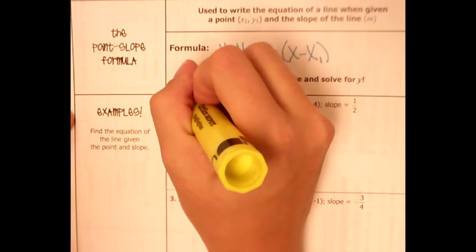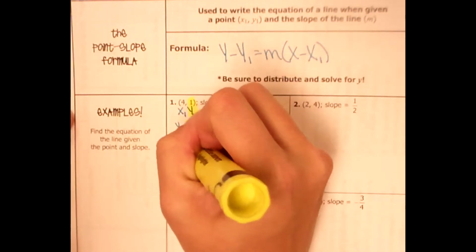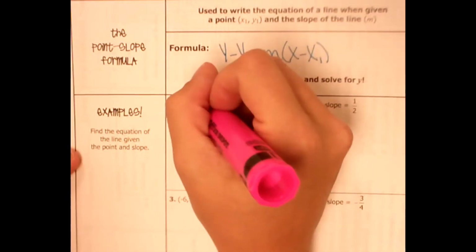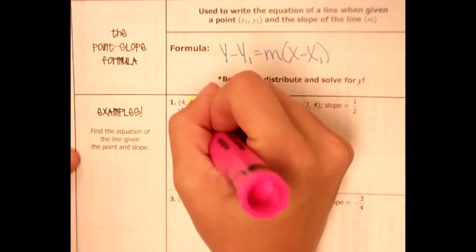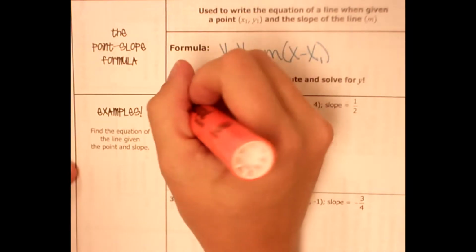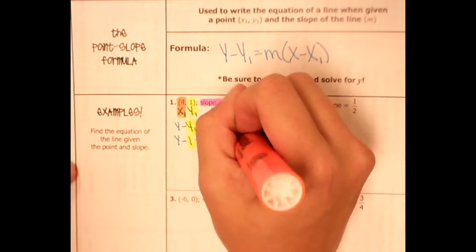The y1 goes to here. The slope is from here. And then the x1 goes there.